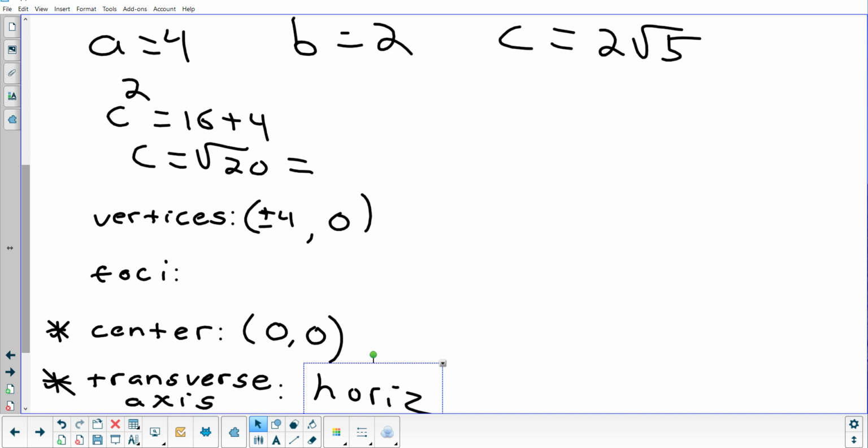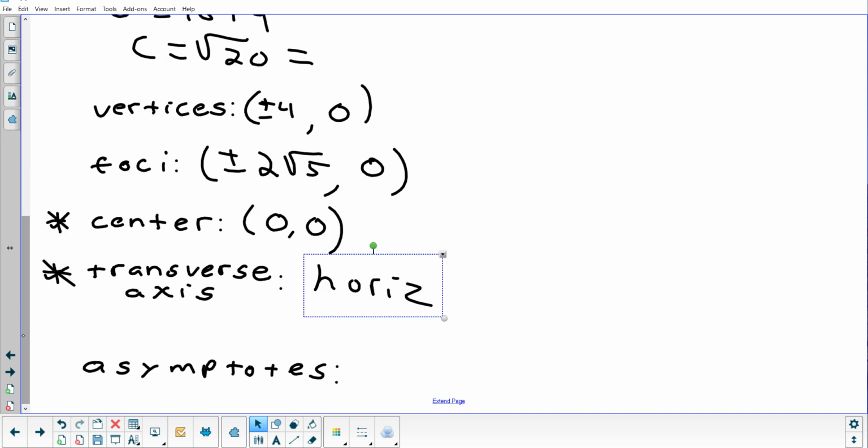And Matt, how many units away from the center are the foci? Uh, 2 square root of 5. Yep. The foci are 2 square root of 5 units away from the center, to the left and to the right. So plus or minus 2 root 5, 0. Again, when the center is the origin, you're going to be able to use that plus or minus. When it's not, you won't.